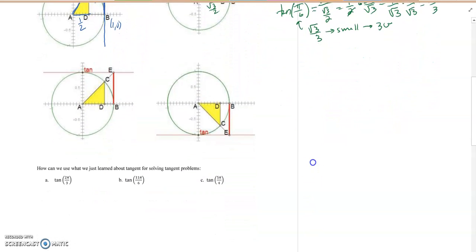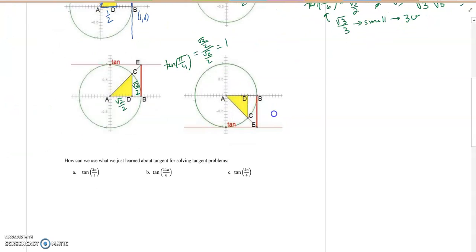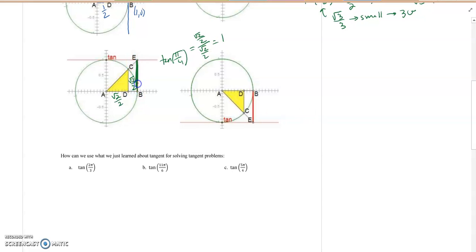Now let's look at pi over 4, or 45. So remember, at 45, or pi over 4, we have root 2 over 2 and root 2 over 2. So the tangent of pi over 4 is root 2 over 2 divided by root 2 over 2, which is just 1. Now look at the actual tangent line. When you draw it up from the angle, look, it's tangent right there. There's your 1. You can actually see the 1. So the tangent right here is actually 1. You can visually see it.